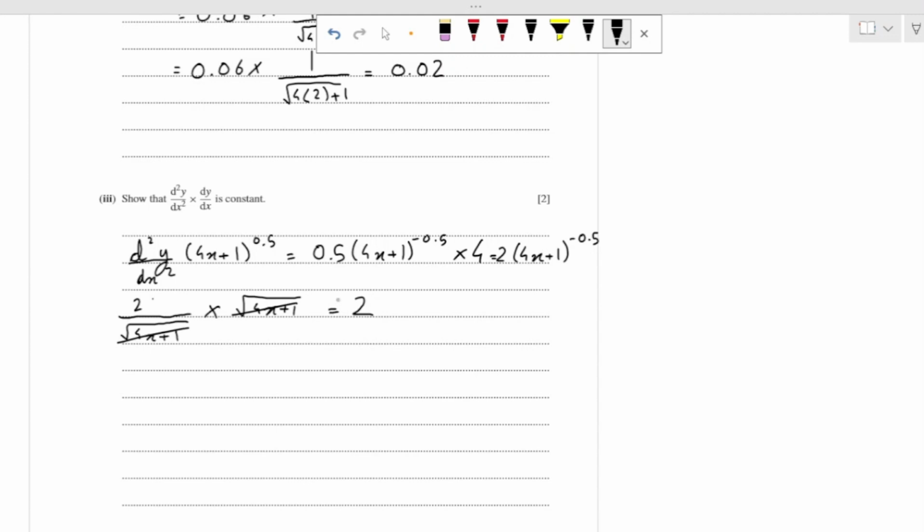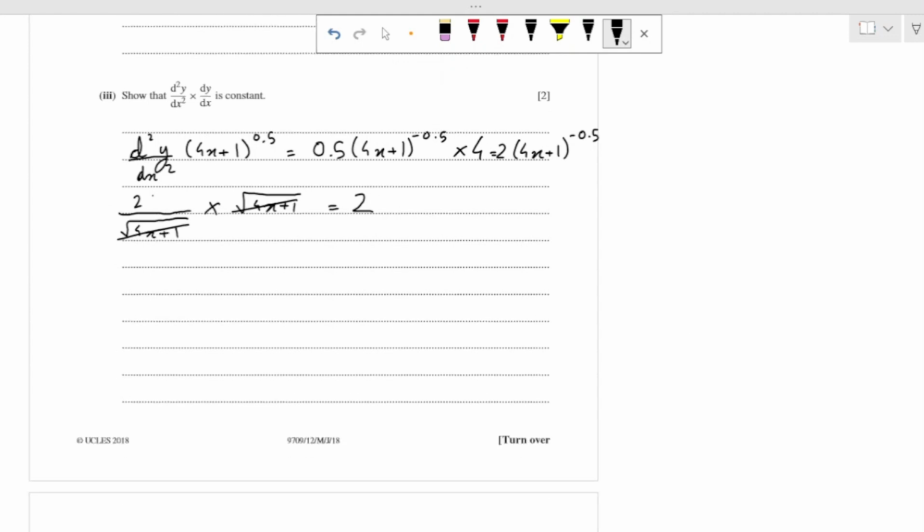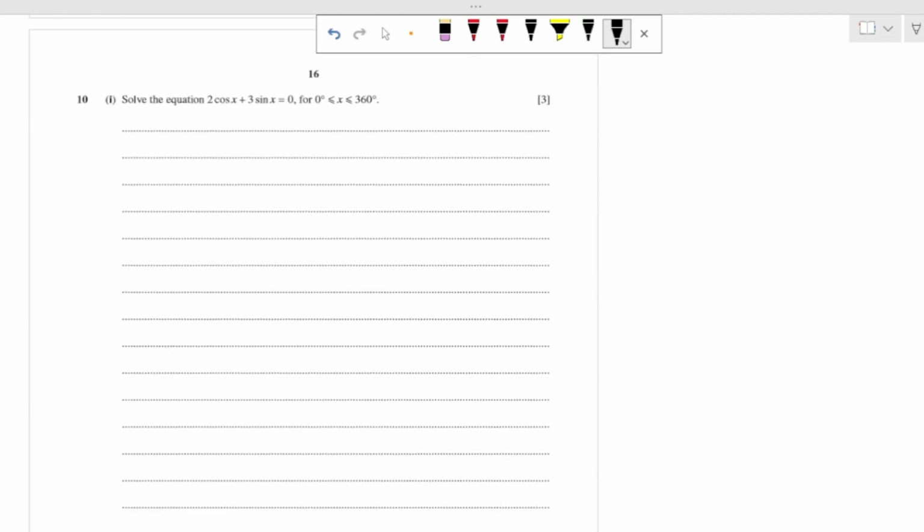That is the way you're supposed to show that d2y over dx square into dy over dx is constant, because the 2 we have found over here is a constant. There are no variables and therefore the value is constant.